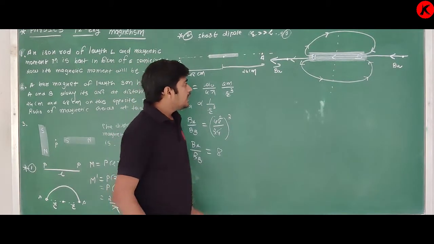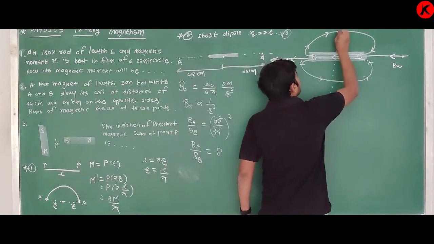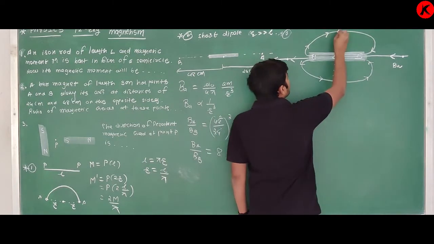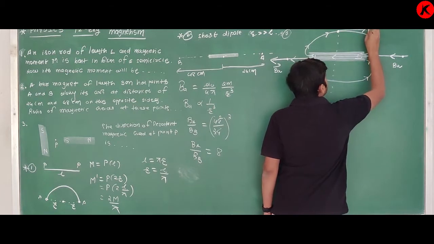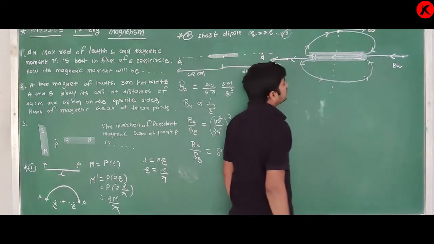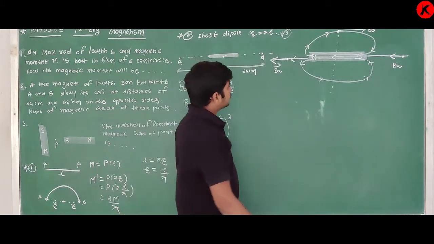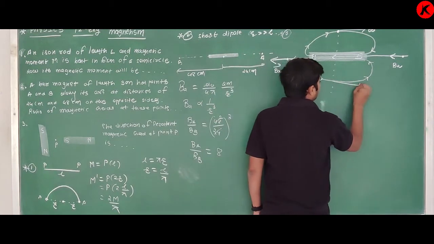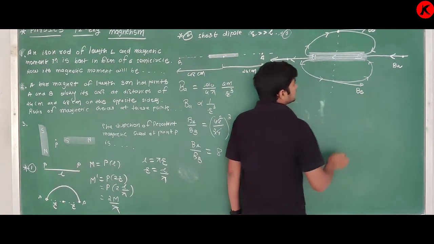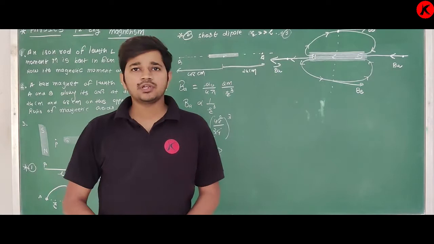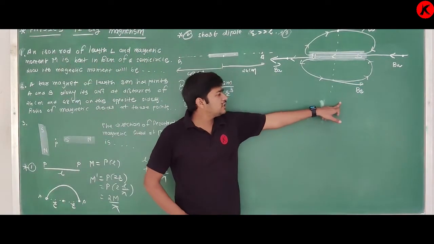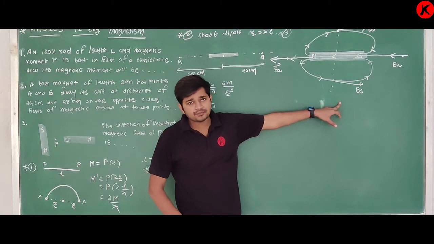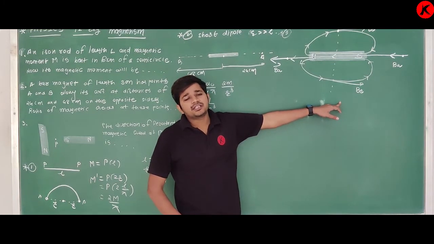If I want to find the magnetic field on the equator, at this point on the equator, if I draw the tangent, it will be in this direction. At this point also, this is the direction of the magnetic field on the equator. So you can simply say that the magnetic field on the axis and the magnetic field on the equator are in opposite directions.